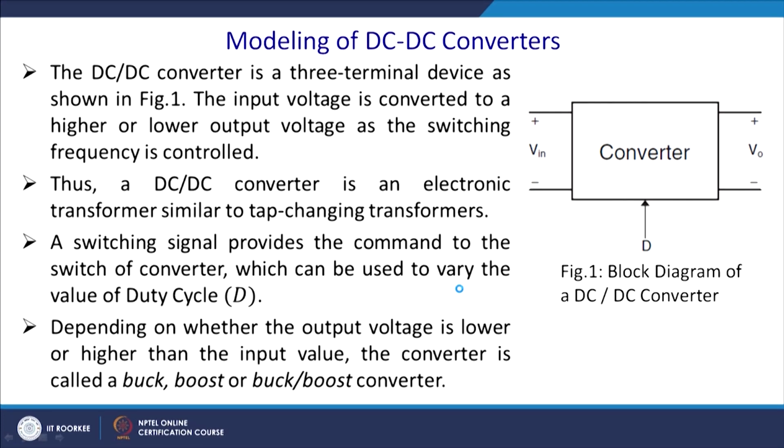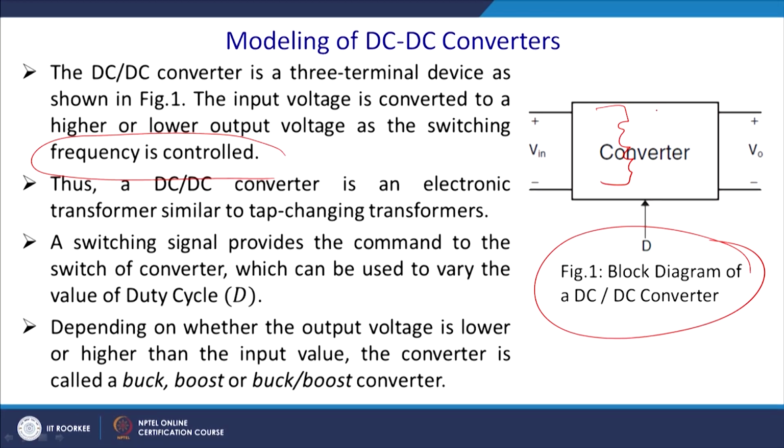So, a DC to DC converter is a 3 terminal device, as shown in figure 1. The input voltage is converted into a higher or lower voltage as required, as the switching frequency is controlled. So, we will have a high frequency application in between, and mostly if it is an isolated converter you will have a high frequency transformer.